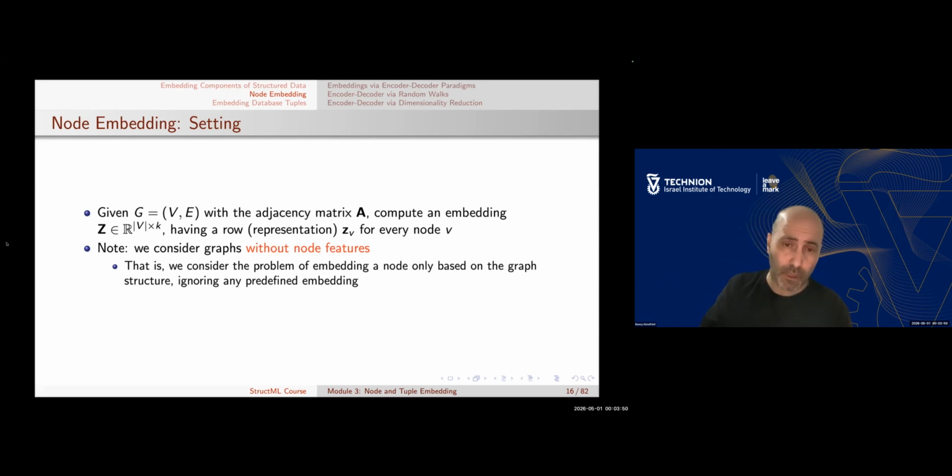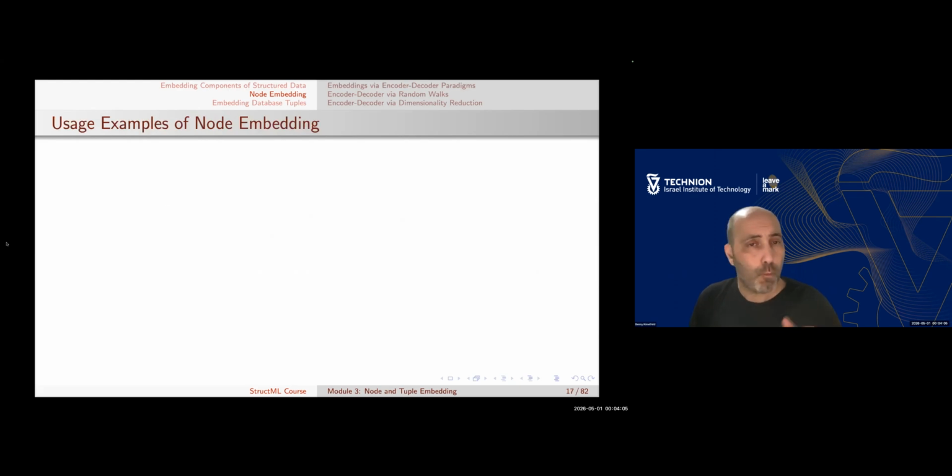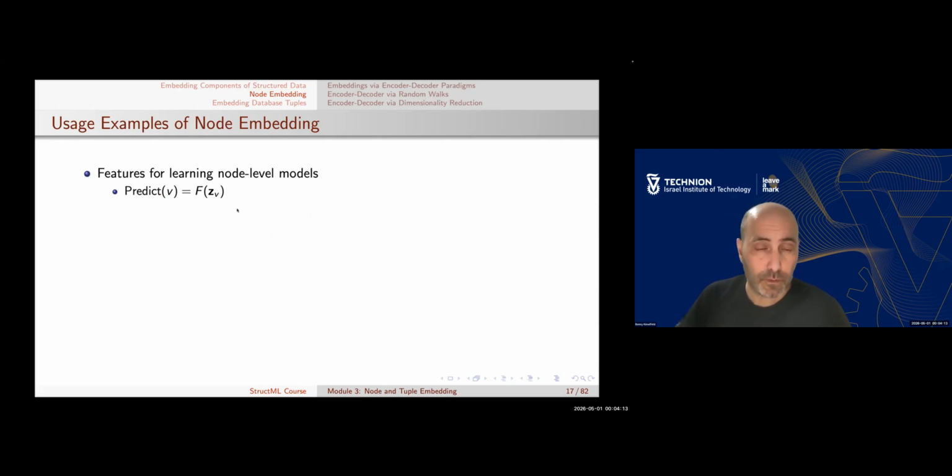If you want to incorporate additional features that you got from the data, you combine them somehow with these features. Right now, we're looking at embedding just based on the graph structure. What do you do with these embeddings? One thing is that you can learn a model over the nodes using the embedding as the features, and we're going to see some results. That's called a downstream task. The prediction over v is a function over the embedding of v.